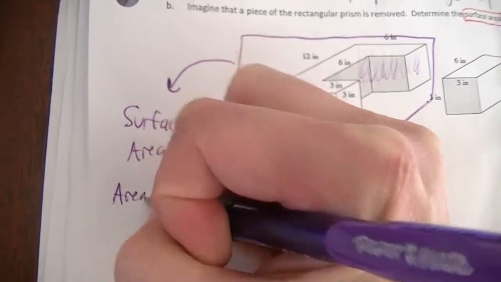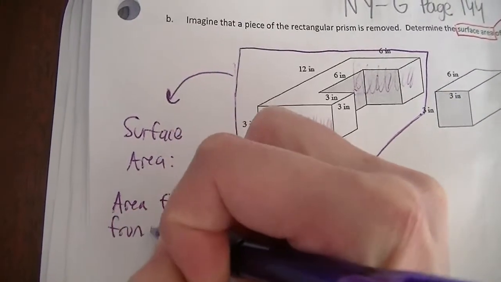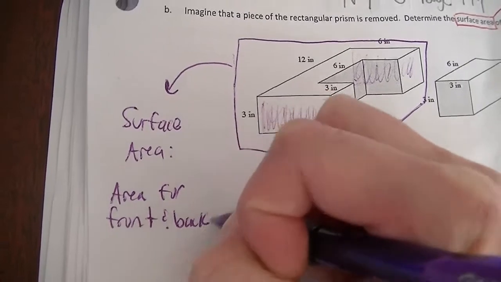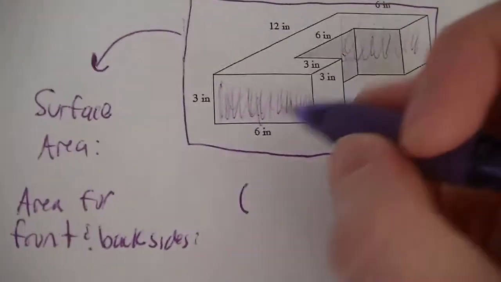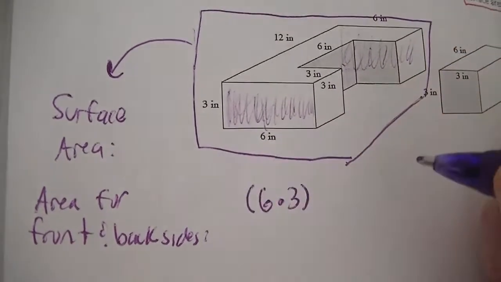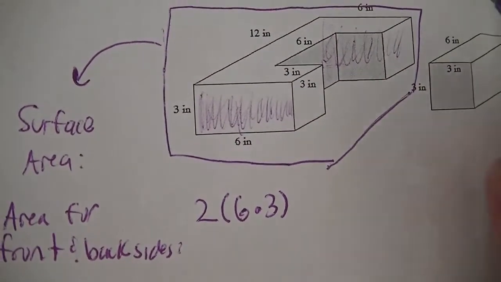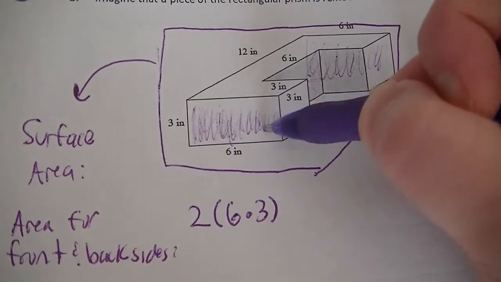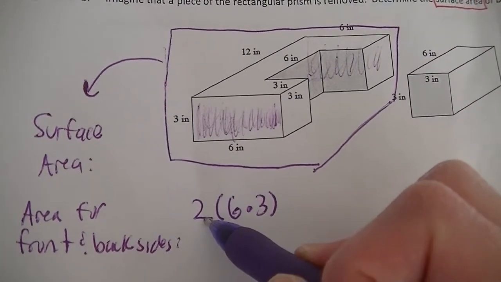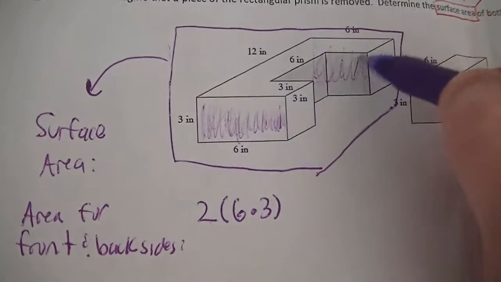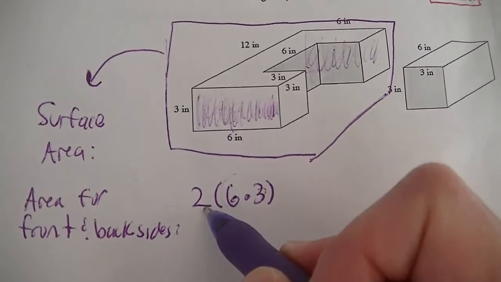So the area for, I'll call it, the front and the back sides. You'll see it's just a rectangle, so it's length times width. Something I'm going to do is multiply this quantity by 2. The reason is that I have one of these right here, and then the same thing on the other side. It's faster than doing this one and then doing this one. Since I know they're exactly the same dimensions, I'm just going to take the dimensions of this one and multiply by 2.